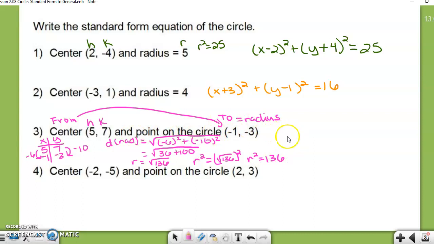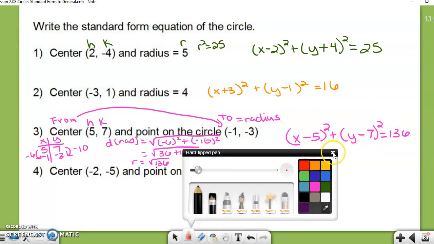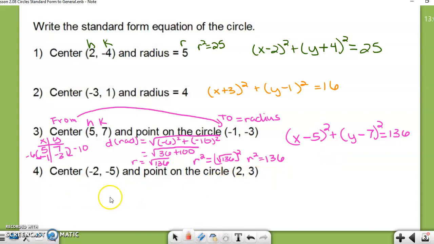So now I've got h and k and I've got r squared. I'm ready to write my equation. x minus 5 squared plus y minus 7 squared equals my r squared of 136. Pause the video. Go ahead and attempt the next one on your own and see if you come up with the correct answer.